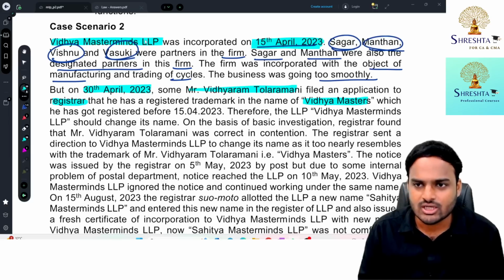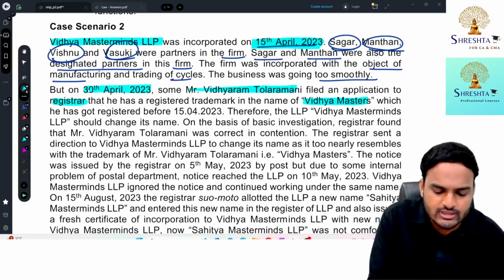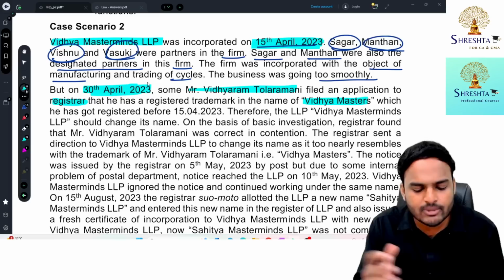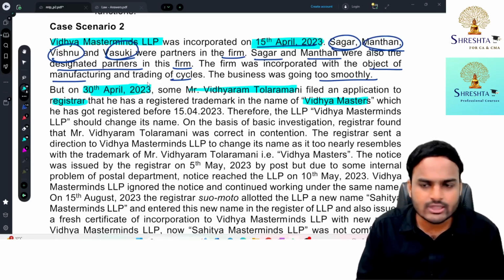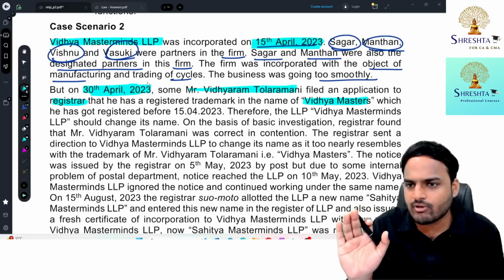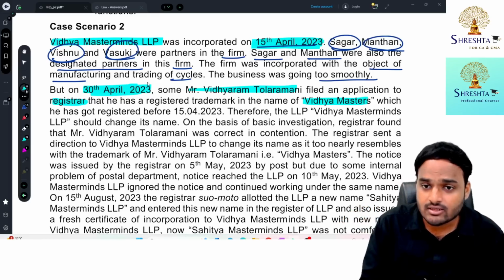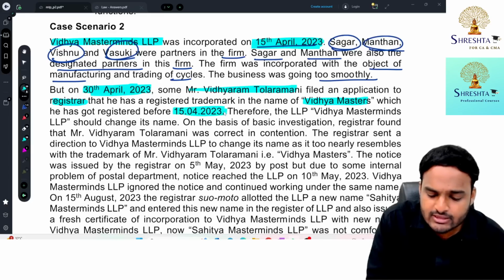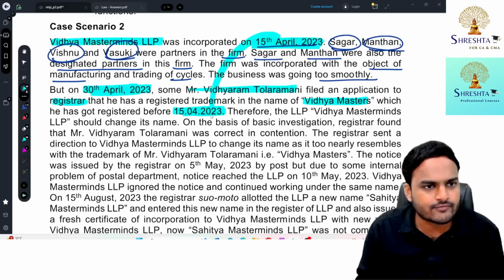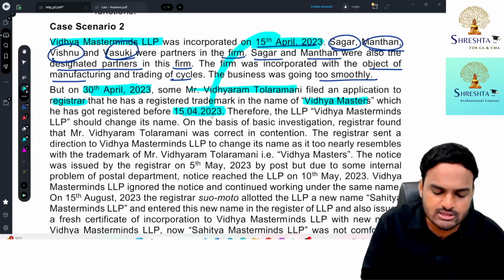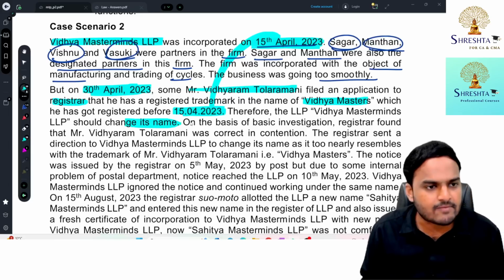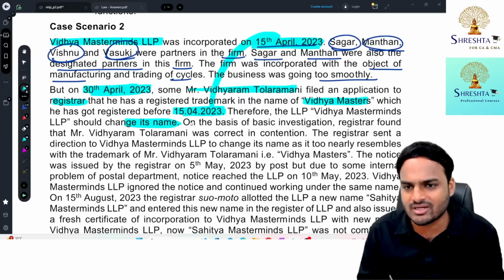Three years, actually. Now, if you look at the case scenario, within 15 days this fellow filed an application showing that he has a registered trademark in the name of Vidya Masters, which he got registered before 15th April 2023 itself. Therefore, Vidya Masterminds LLP should change its name. Infringement of trademark, nothing but.